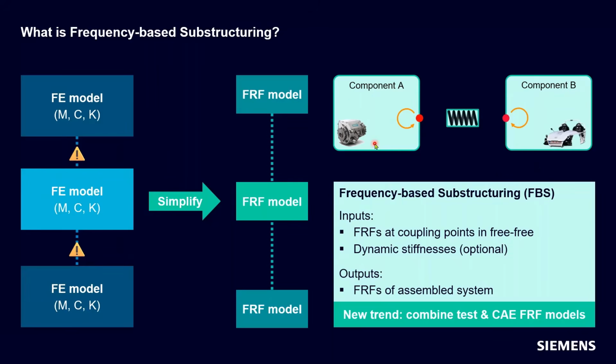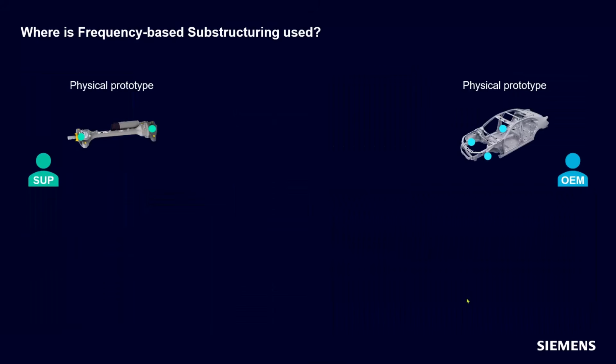So we have FRFs for component A, FRFs for component B, and then possibly some dynamic stiffnesses for the mount that goes between those. The FBS's job is to create an FRF or a family of FRFs of the assembled system. We feed it FRFs for component A, we feed it FRFs for component B, dynamic stiffness for any mounts that we have, and it outputs for us the FRFs for that assembled system. So that's why we're using it.